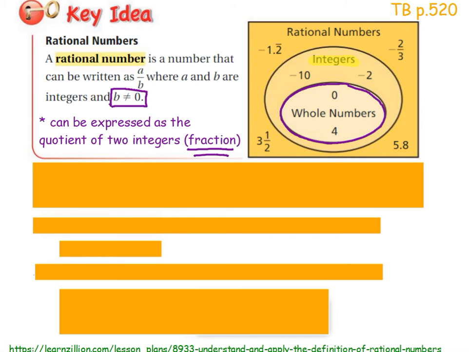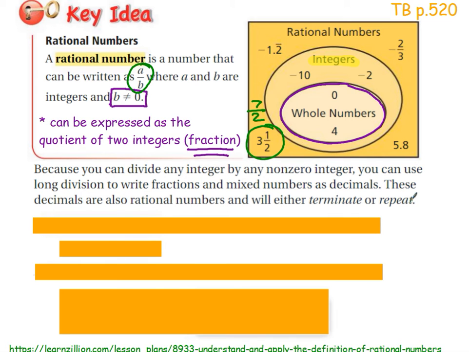Let's take a look at the number 3.5 written here in the corner. If I took 3.5 and turned it into an improper fraction, I would have 7/2. And 7/2 is proving that I can write 3.5 as a over b.